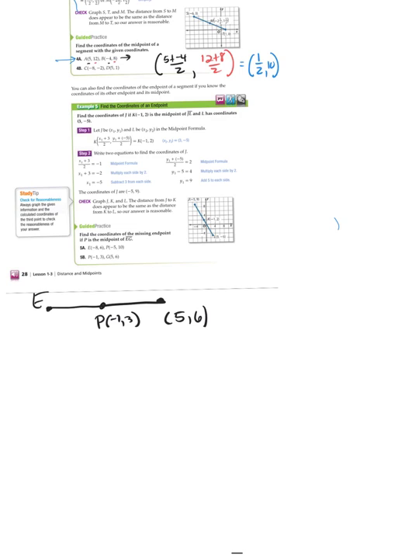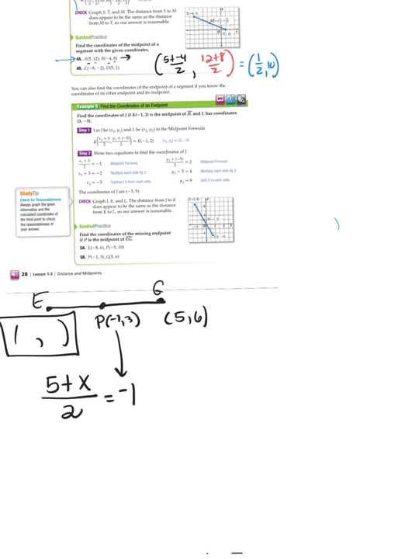Okay, so here's EG again, and P is in the middle, and we've got to find this ordered pair right here. So we're going to take the 5, that's the x for the G, and add that to the x that we're looking for. Divide it by 2 because we're averaging, and that will give us the -1. That is the x of the midpoint. We'll multiply each side by 2 and subtract 5 from each side. X is -7.